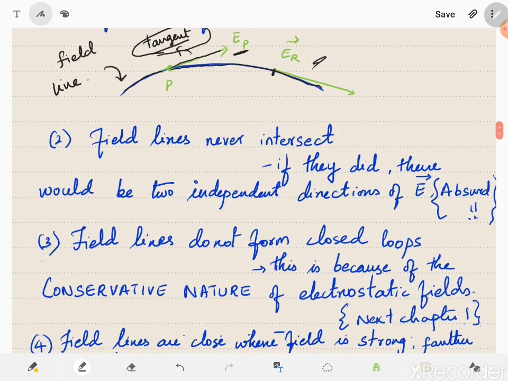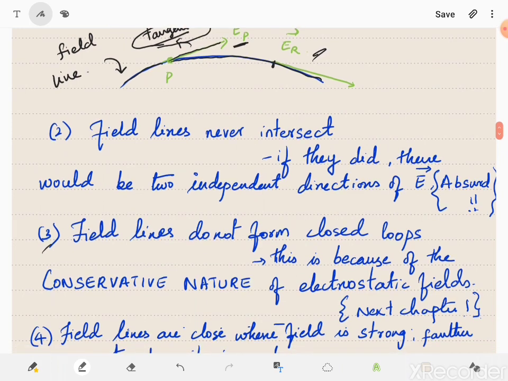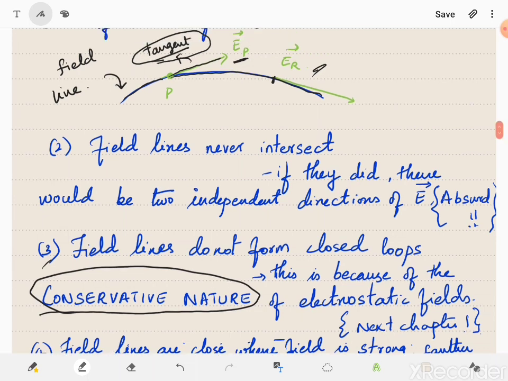The third important property of electric field lines is field lines do not form closed loops. This is because of the conservative nature of electrostatic fields. The conservative forces, you've already studied about conservative forces in class 11, and you've already found that gravitational forces are also conservative in nature. What are these conservative forces?